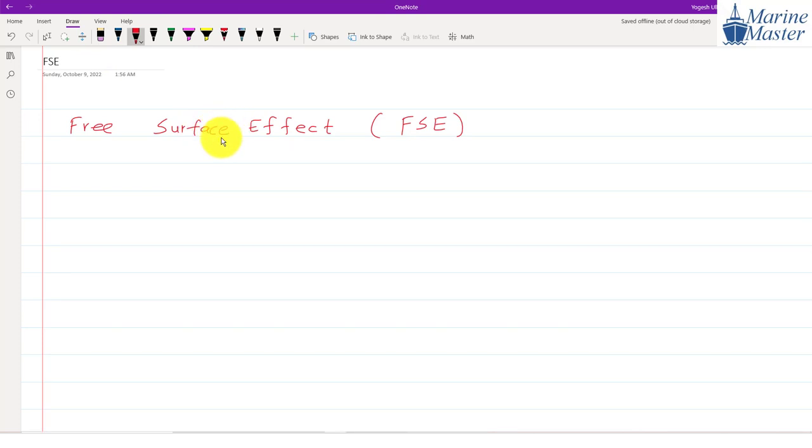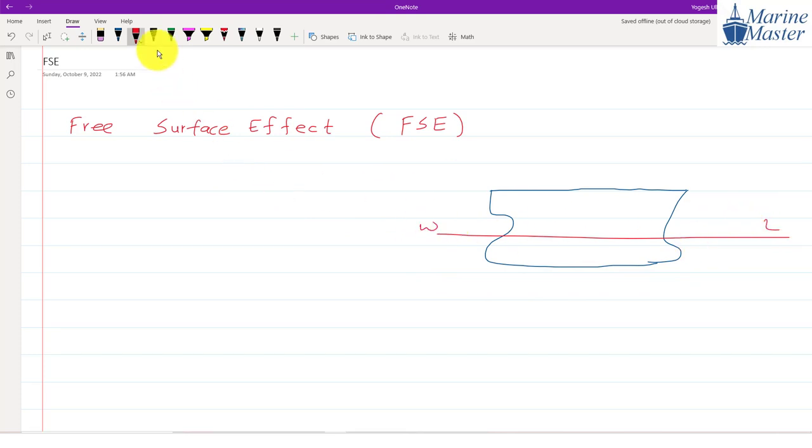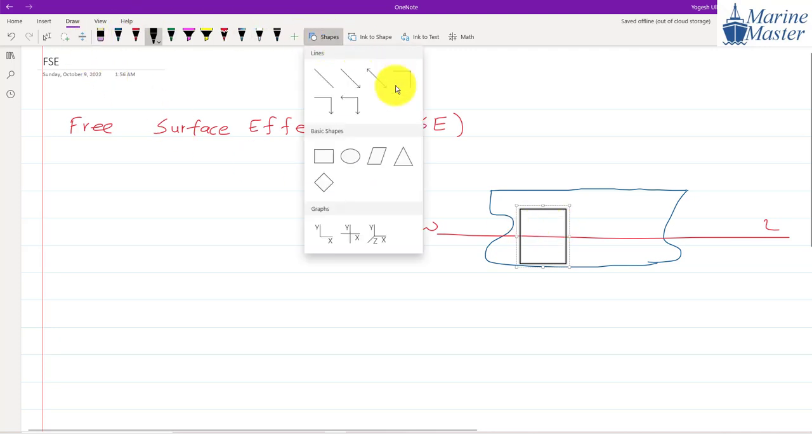Now try to listen to my words carefully, what we have to do and how we are going to approach further. Whenever there is a liquid present on the board of the ship, guys, just suppose this is our ship. This is our water line. And just imagine that we have big tanks on the ship. This is one tank, and then we will have another tank.